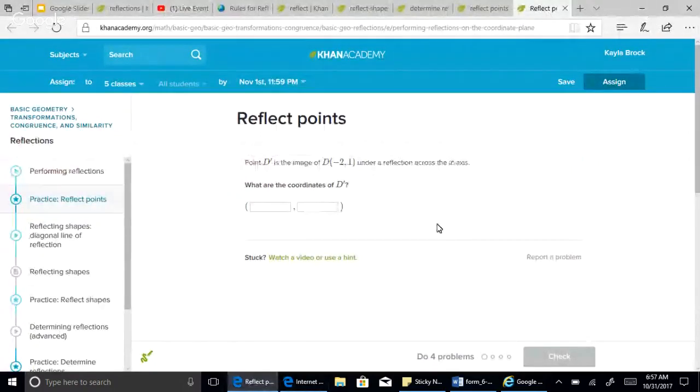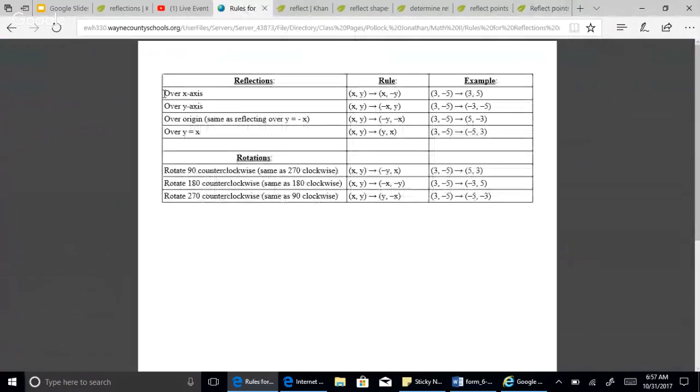Reflect points. Point D prime is the image of D, negative 2, 1, under a reflection across the x-axis. So this is where it started, and this is where it ended, and what they're asking us to do is reflect it across the x-axis. What you will have to do is write this rule down. Whenever you're having a reflection over the x-axis, the rule is that you have the xy of your original coordinate point, and then it's going to change into x negative y.